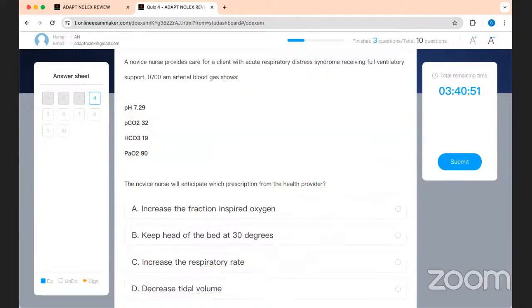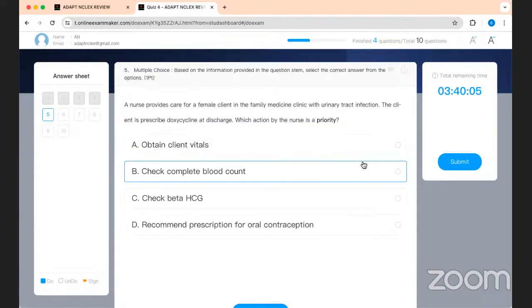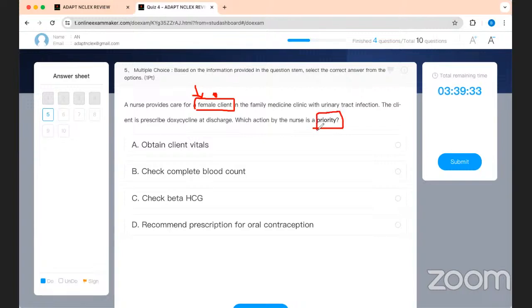If you answered this question, then you know your ABGs. Next: a nurse provides care for a female client in the family medicine clinic with urinary retention and a urinary tract infection. The client is prescribed doxycycline at discharge. Which action by the nurse is a priority? When you're taking the test, you have to pay attention. Why did I give you a female client? I don't give you an age, but I give you a female because I want you to focus on something.